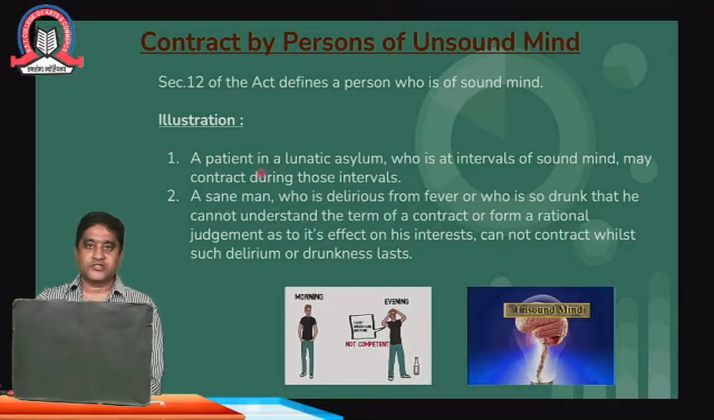As per the illustration given here, a patient in a lunatic asylum who is at intervals of sound mind and sometimes of unsound mind, and who contracts during his soundness of mind, that would be a valid contract. But when he enters into the contract while of unsound mind, the contract would not be valid. The question comes before the court of law whether he entered into the contract when he was in a sound state of mind or not. It depends upon the merit of the case, and the court has to decide whether the contract is valid or not.